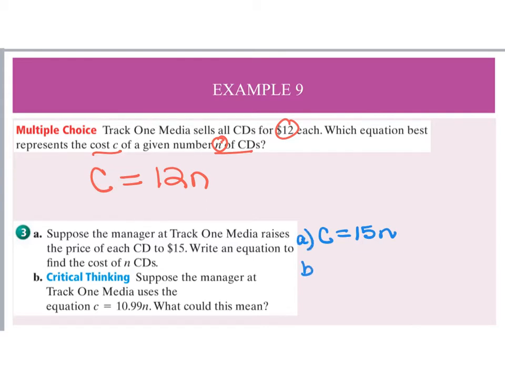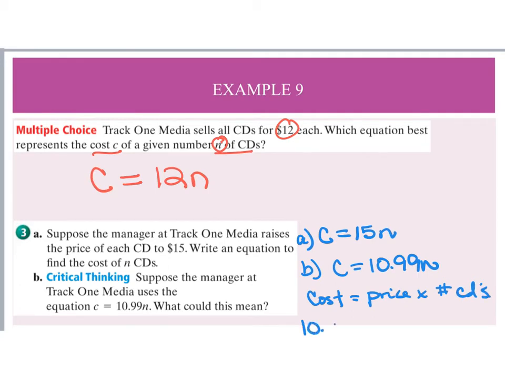Part B now says, suppose the manager at Track One Media uses the equation C equals 10.99n. What could this mean? Based on what we did in part A, we know that our cost is going to equal our price times the number of CDs. So 10.99 tells us that this is the price of one CD. So it looks like they were running a sale.